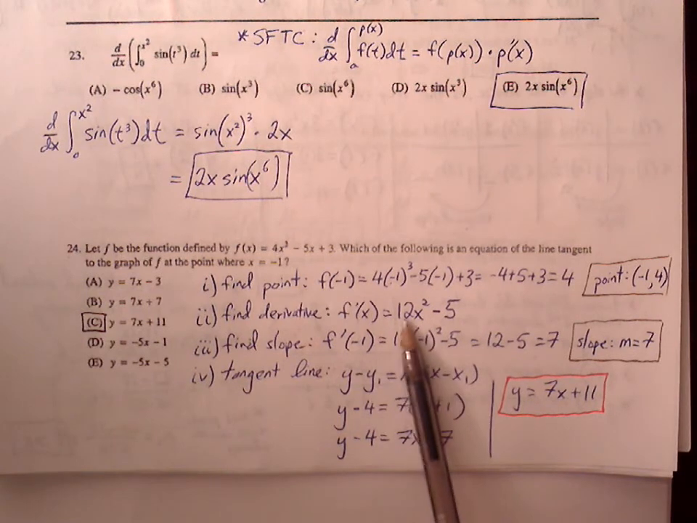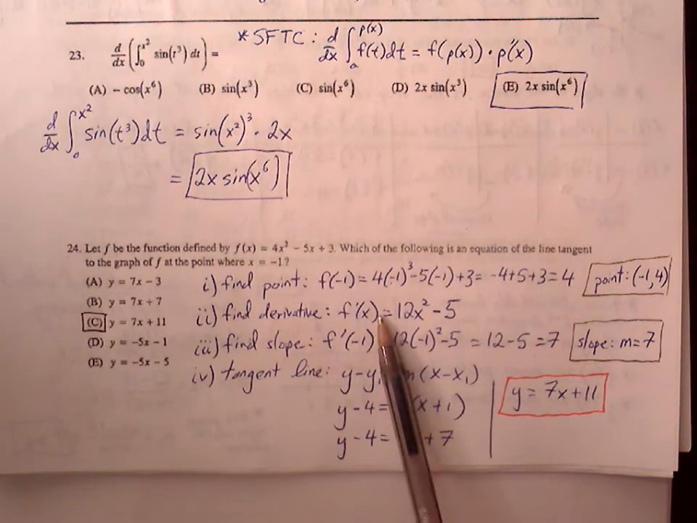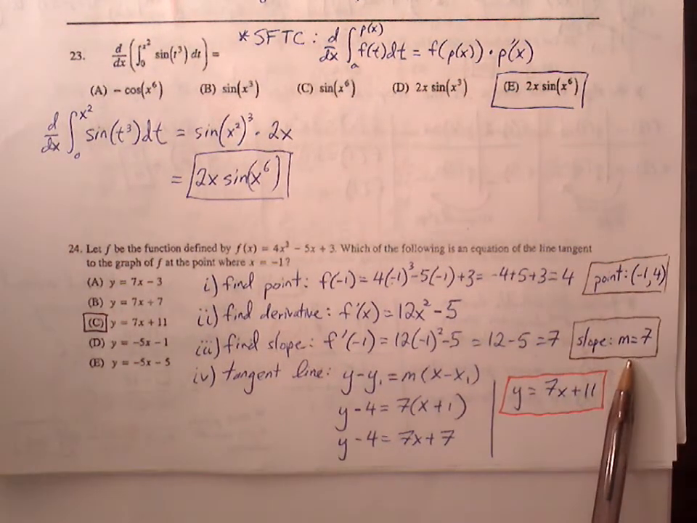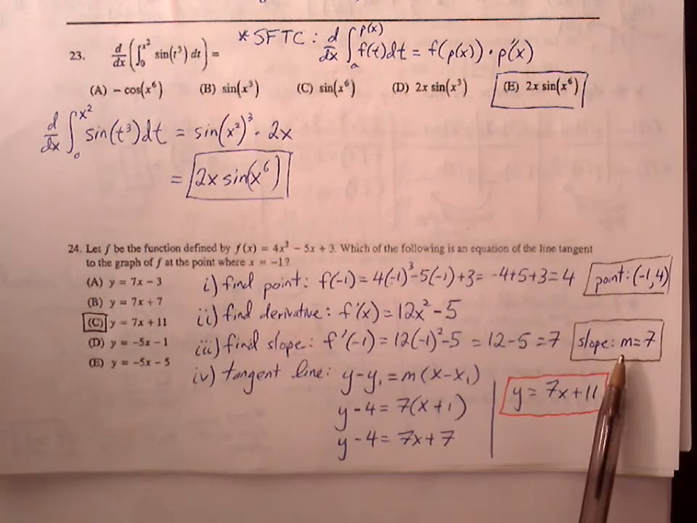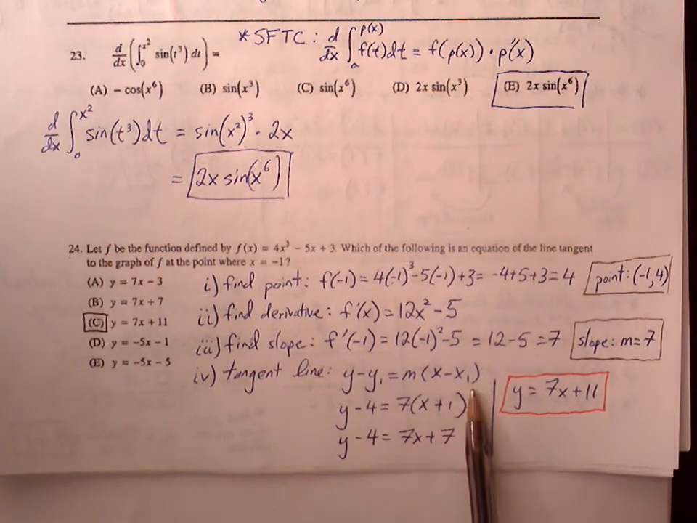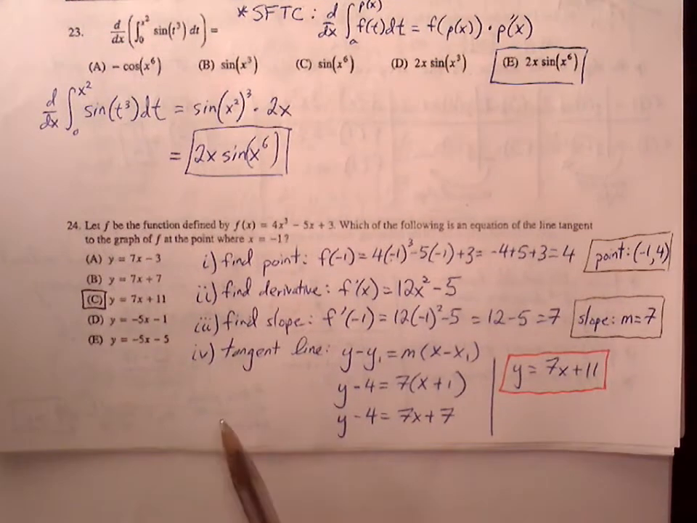So once I have my derivative function, I can find my slope. I can plug -1 in for the x of my derivative. In return, that number is going to refer to the steepness or the slope at that point on the curve. So 12 minus 5 is equal to 7. There's my slope, there's my ordered pair, and then here's the form for point-slope. So y minus 4 is equal to 7 times x plus 1.